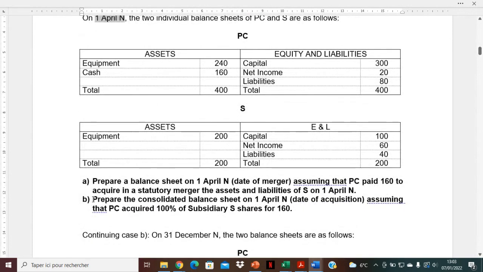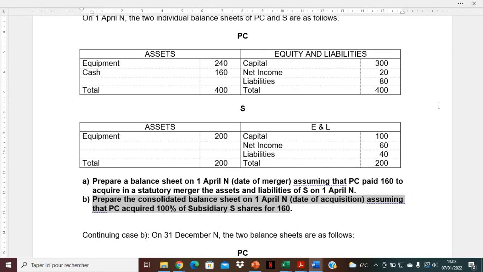So maybe let's get started with the B part. Okay. And then after that, we do the A part. So in the B part, prepare the consolidated balance sheet on April 1st, the date of acquisition, assuming that the parent company acquired 100% of the subsidiary S shares for 160.